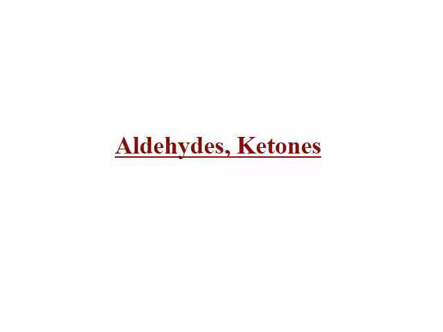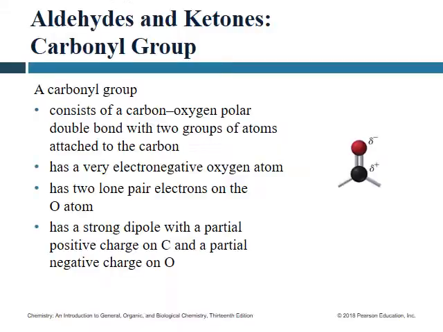Okay, so here we'll talk about two different functional groups, which are aldehydes and ketones. The functional group present in an aldehyde is basically a carbonyl group. A carbonyl group consists of a carbon and oxygen polar double bond. It's usually written as C double bond O, and then there could be some other group attached to it. This is called a carbonyl, whenever there's a carbon double bonded to an oxygen.